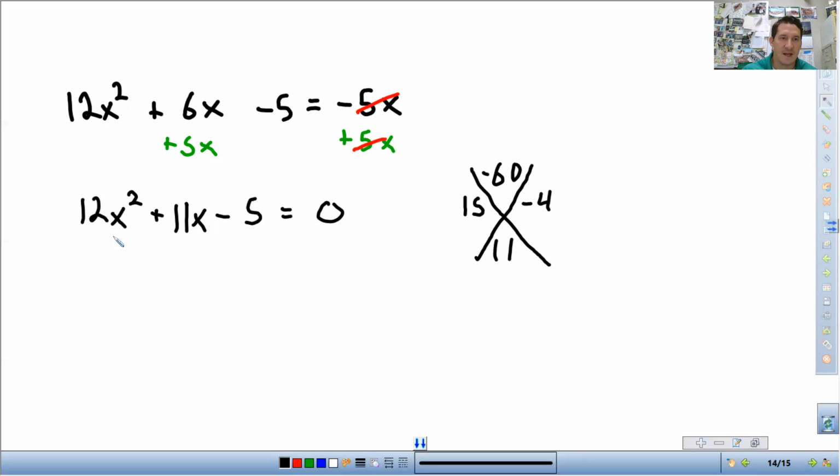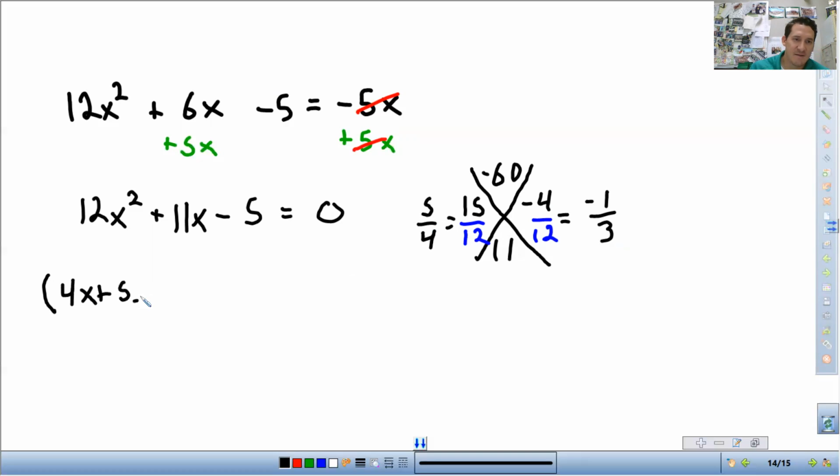Right? And then I need to divide. Since I multiplied by 12 to get the top, I need to divide it back out on the sides. Both of these are going to reduce. -4/12 reduces to -1/3. 12/15, I can divide top and bottom by 3. That's going to be 5/4. So my factors are going to be 4x plus 5 times 3x minus 1. Remember, the bottom of the fraction goes in front of the x.